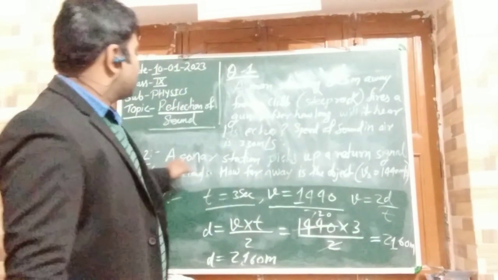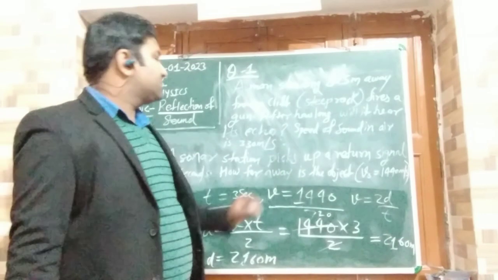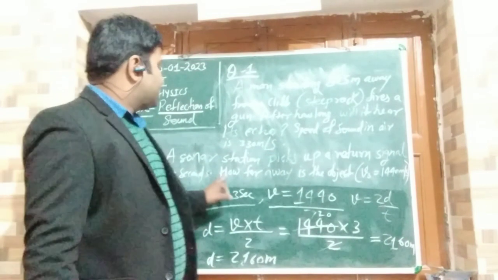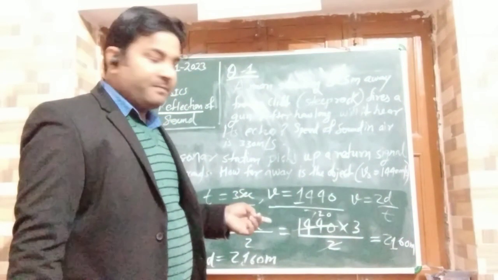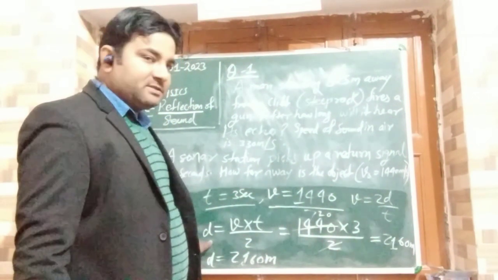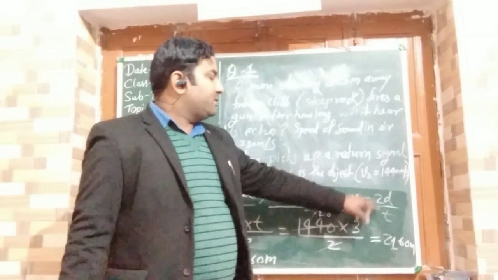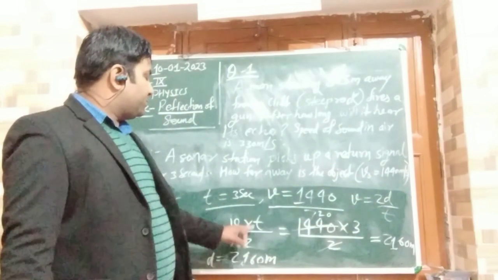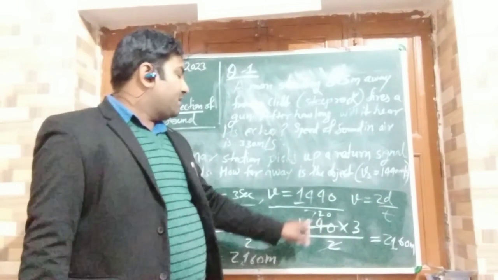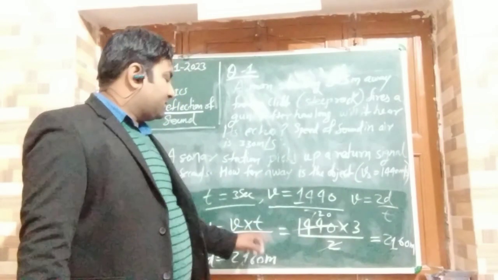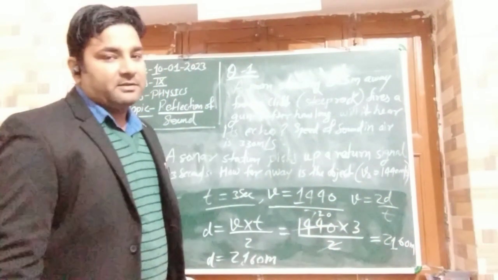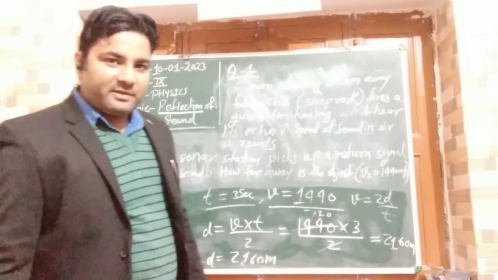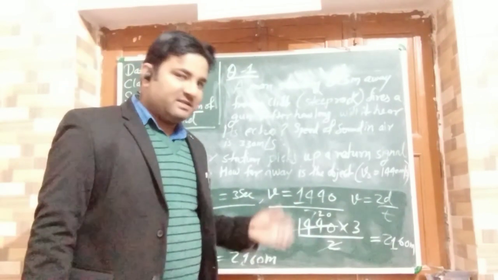And the second one: a sonar station picks up a return signal after 3 seconds. How far away is the object? Here speed and time are given. You have to calculate the distance. Then the formula is v is equal to 2d upon t, then d is equal to v into t upon 2. Multiplying v with the time, 3, and dividing by 2 gives 2160 meters. Clear? You can solve so many problems based on the reflection concept.